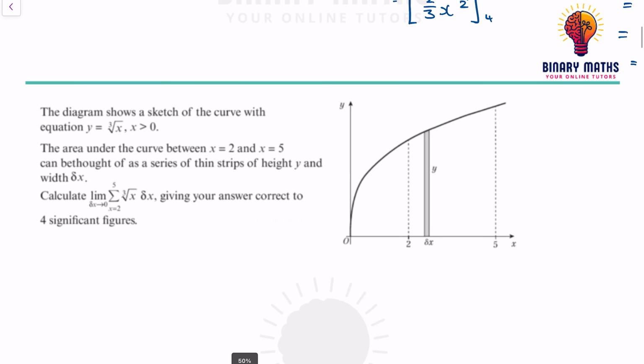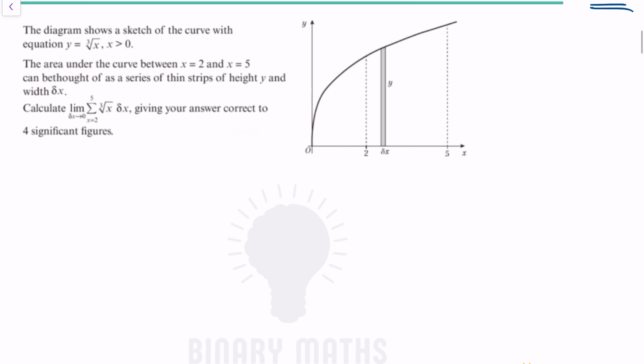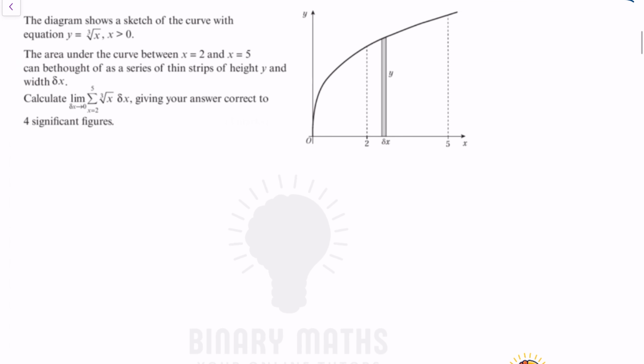Okay, a similar question now. The diagram shows the sketch of the curve with equation y equals cube root of x, where x is greater than 0. The area under the curve between x equals 2 and x equals 5 can be thought of as a series of thin strips of height y and width delta x. Calculate the limit as delta x tends to 0. So all we're doing again is a series of rectangles in both directions, going on endlessly.